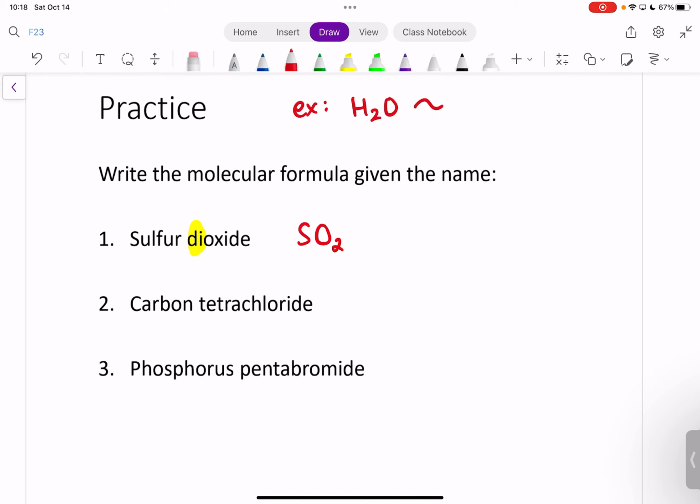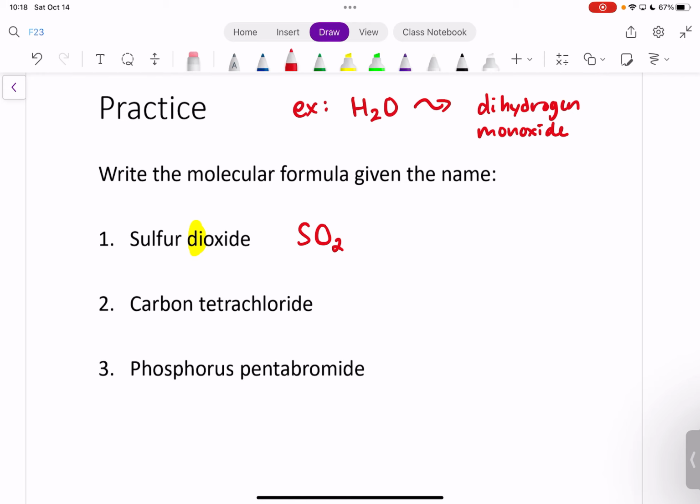Just like H2O, the fancy name would be dihydrogen monoxide. So if you want to be cool at your next party that you go to or whatever, you can be like, can I have a glass of dihydrogen monoxide? And everybody will think you're really smart. But they'll also look at you funny.